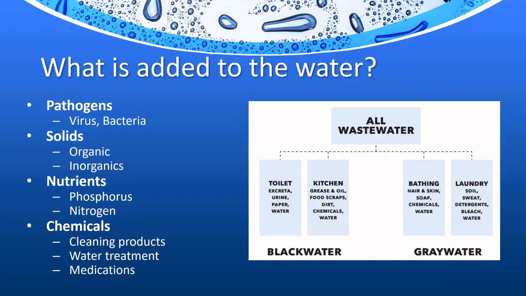A lot of stuff. You have pathogens in there, viruses, bacteria, that all come from our gut bacteria, from our waste from the human body. A lot of organic and inorganic material as well. A lot of nutrients, phosphorus and nitrogen, are very high in wastewater. And cleaning products, chemicals, water treatment, medications. If you take a medication, your body doesn't normally absorb all of it, so we do pass some of it through and it goes into our wastewater as well. Everything goes into our wastewater.